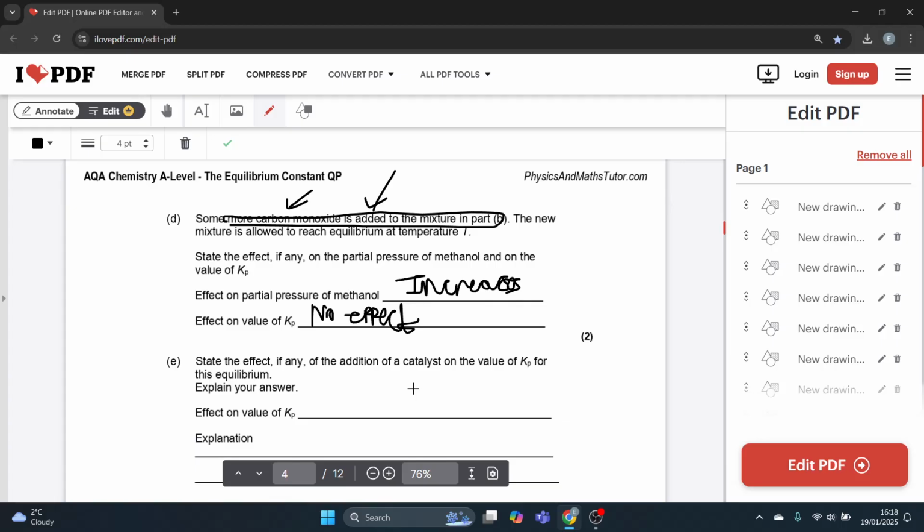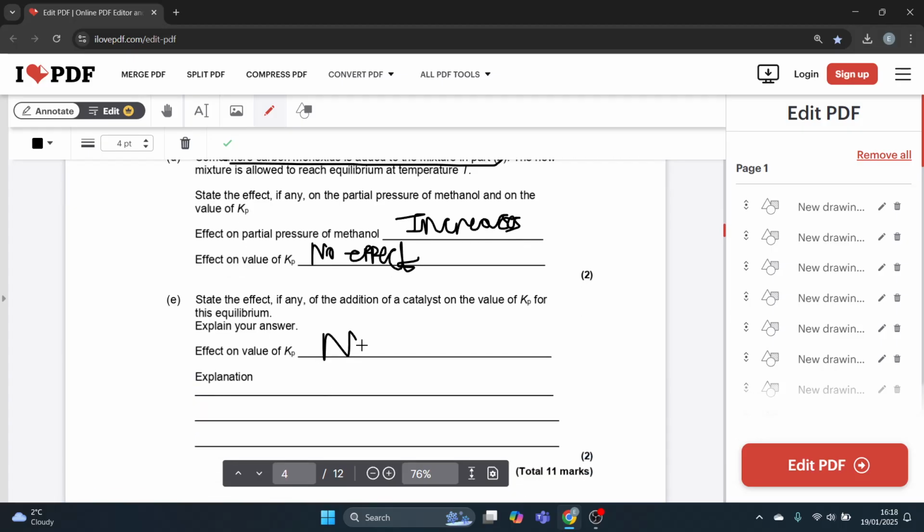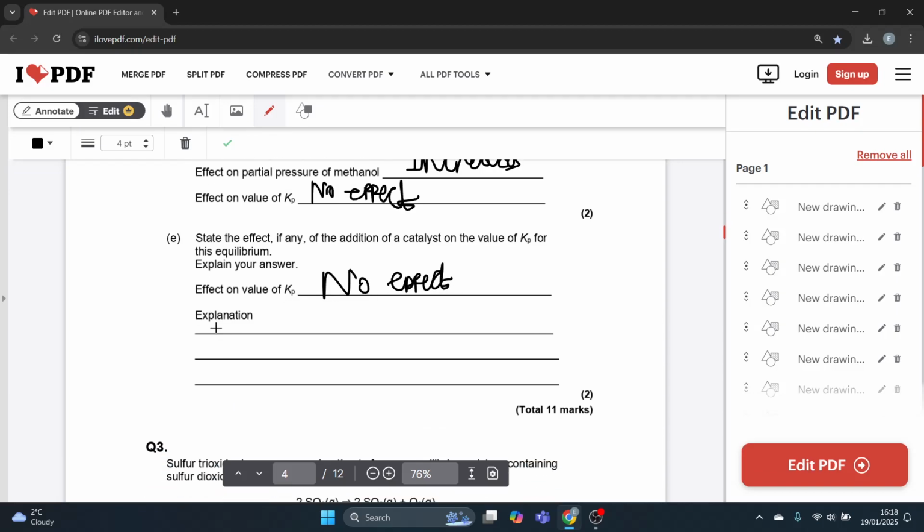State the effect of any of the additional catalysts on the value of Kp: no effect. Remember, only temperature can affect the value of Kp. Explain your answer as: catalyst increases the rate of forward reaction and reverse reaction equally.